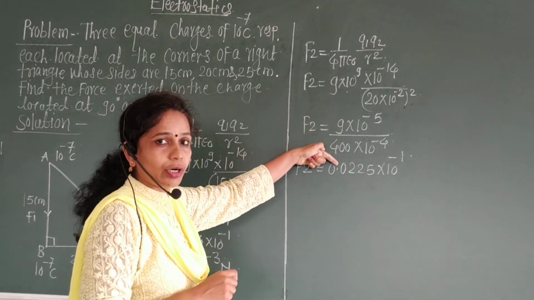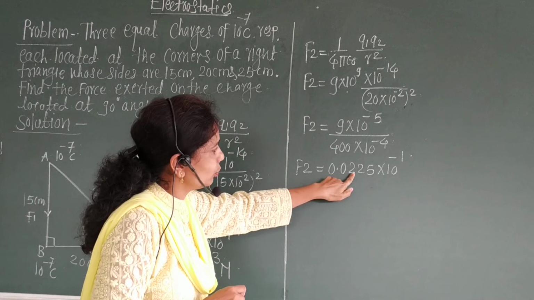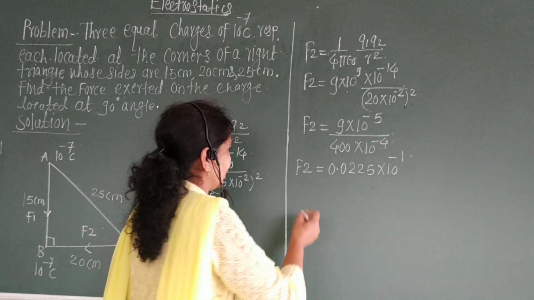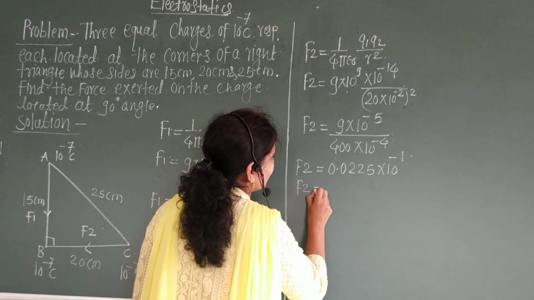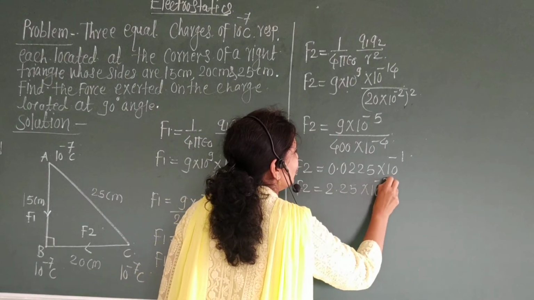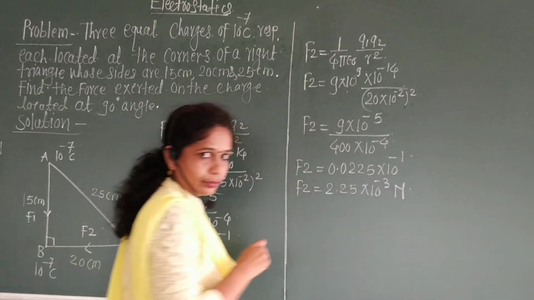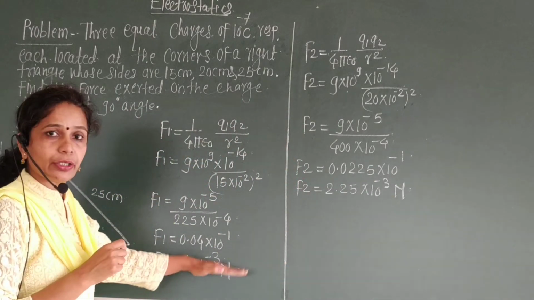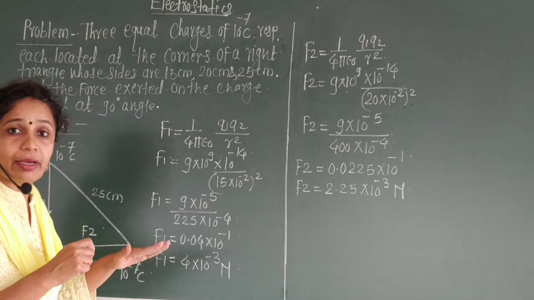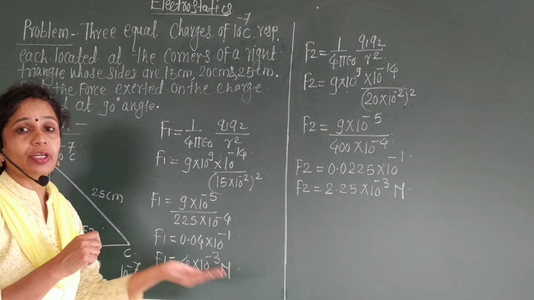9 upon 400 is 0.0225. Okay, and this is 10 raised to minus 1. Therefore, F2 is equal to 2.25 into 10 raised to minus 3 Newton. Okay, म्हणजे 10 raised to minus 3 च्या पॉवरमध्ये आपण दोन्हीही व्हॅल्यूज F1 and F2 we write this.